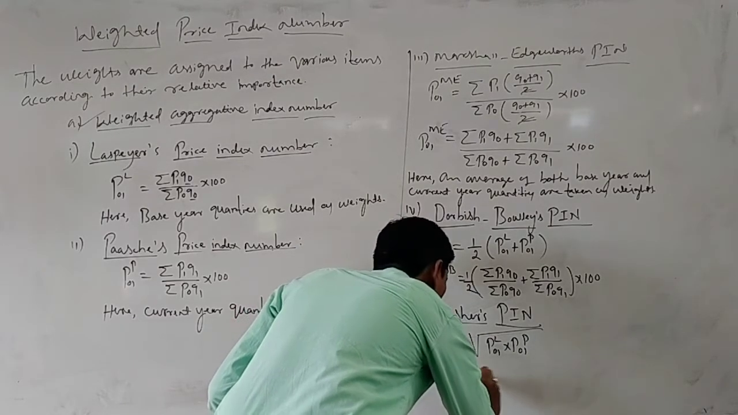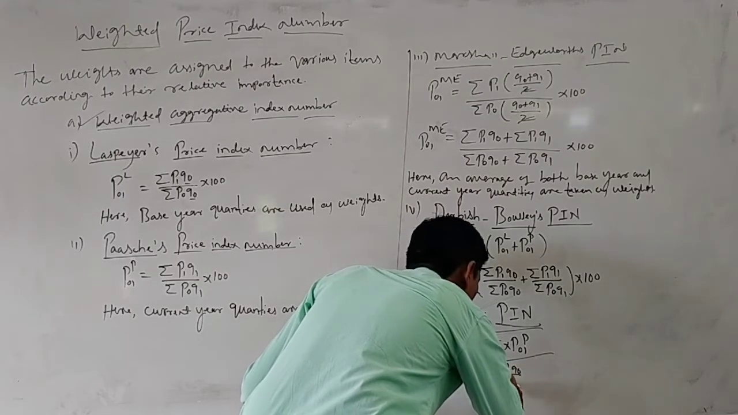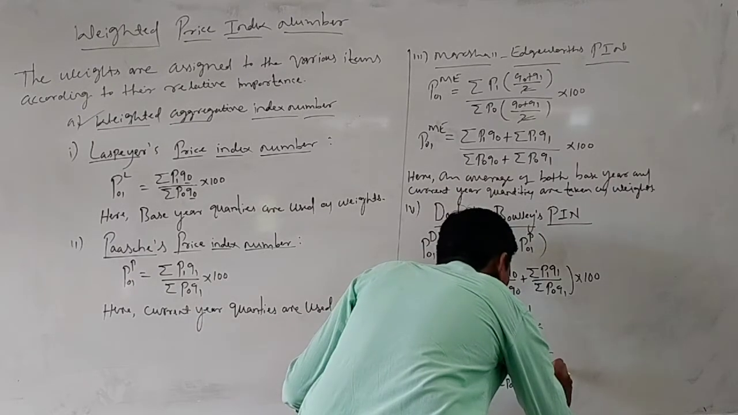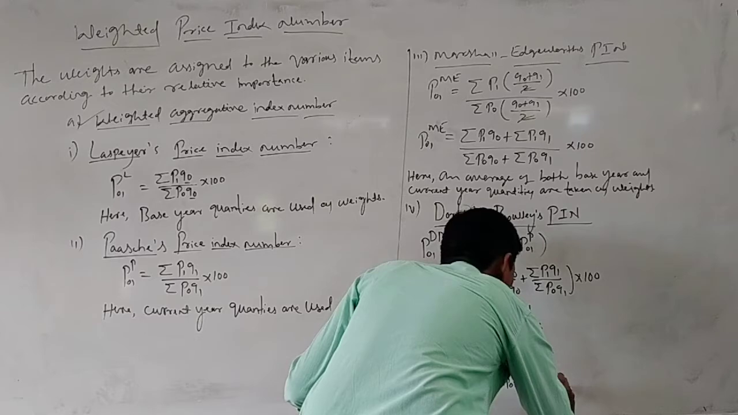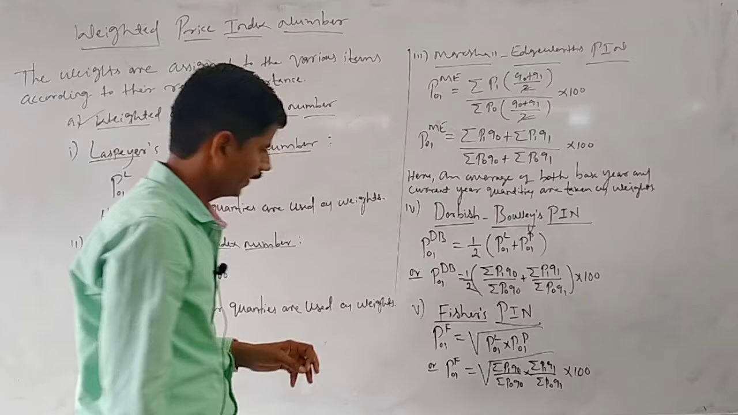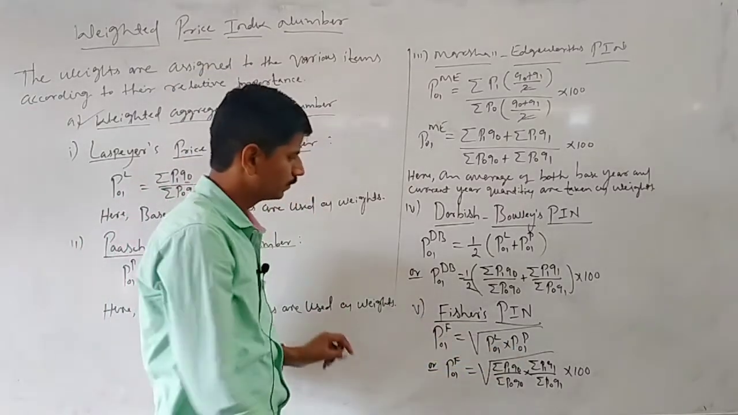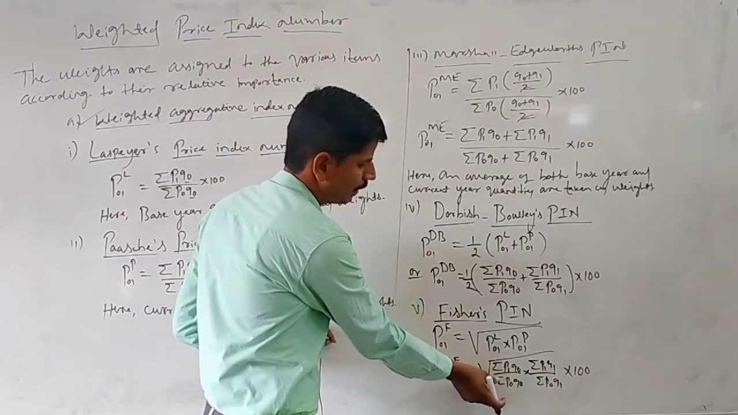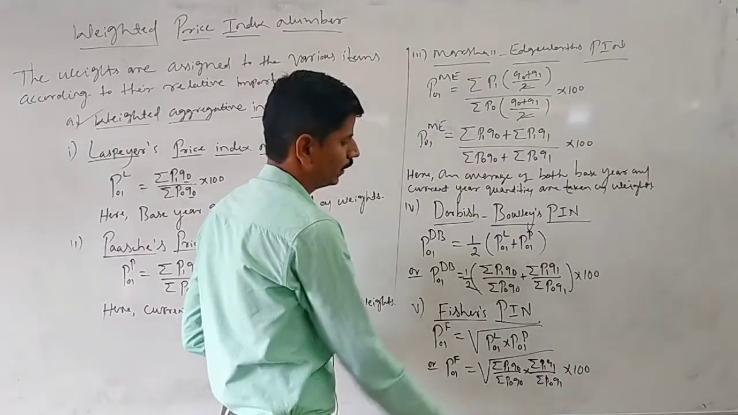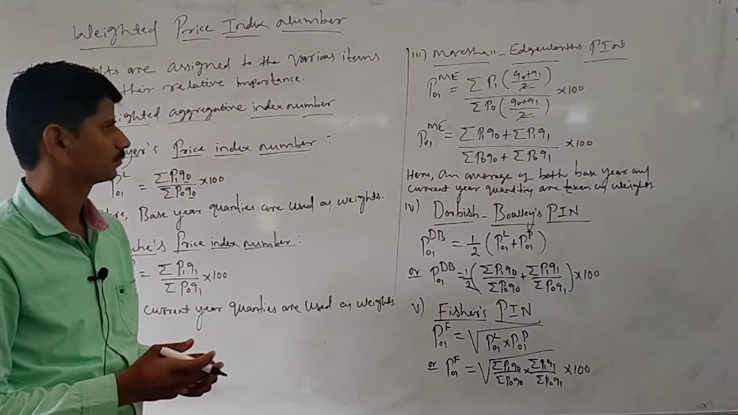Or P01F equal to under root of sum of P1 Q0 by sum of P0 Q0 into sum of P1 Q1 by sum of P0 Q1 into 100. See here, it is a geometric mean of Laspeyres, that is sum of P1 Q0 by sum of P0 Q0, and Paasche's, that is sum of P1 Q1 by sum of P0 Q1 into 100. It is the Fisher's price index number.